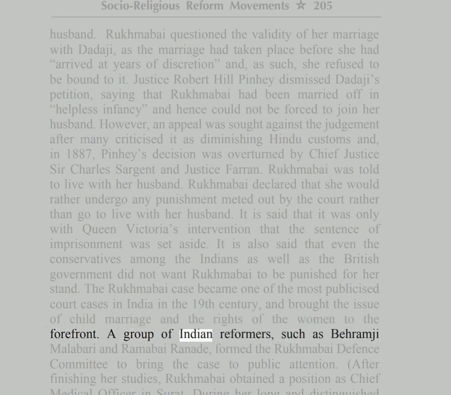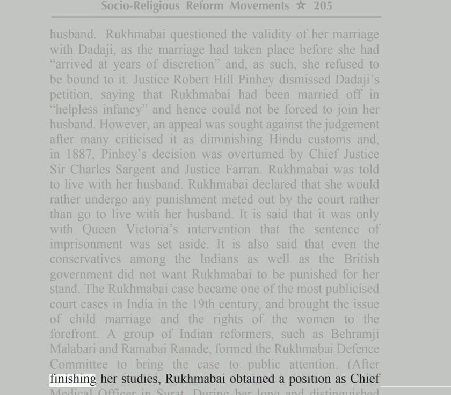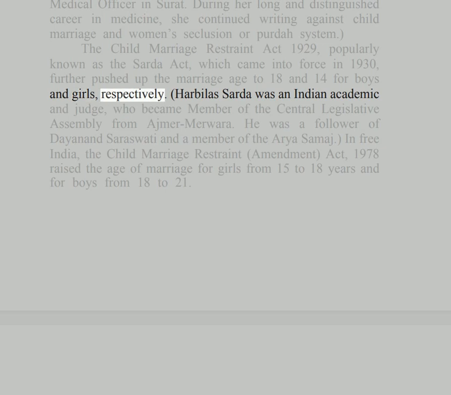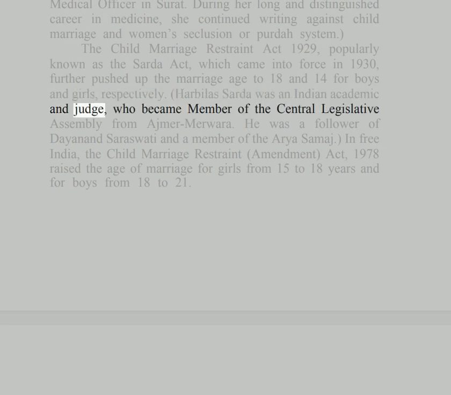A group of Indian reformers, such as Behramji Malabari and Ramabai Ranade, formed the Rukmabai Defence Committee to bring the case to public attention. After finishing her studies, Rukmabai obtained a position as Chief Medical Officer in Surat. During her long and distinguished career in medicine, she continued writing against child marriage and women's seclusion or the Parda system. The Child Marriage Restraint Act 1929, popularly known as the Sarda Act, which came into force in 1930, further pushed up the marriage age to 18 and 14 for boys and girls, respectively. Harbilas Sarda was an Indian academic and judge, who became a member of the Central Legislative Assembly from Ajmer-Merwara.